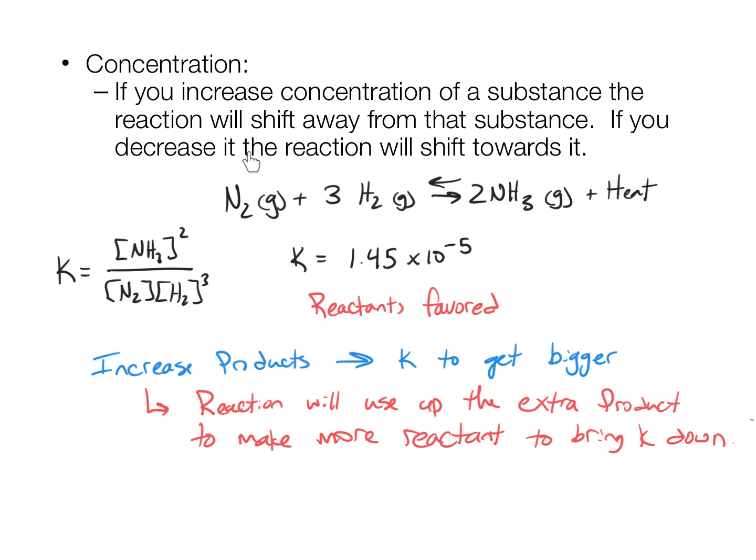And when the reaction shifts to the left, the NH3 gets consumed. Some of the stuff that you added in gets consumed, and some of the reactants get made, and equilibrium is reestablished. So if you increase the concentration of a substance, the reaction will shift away from that stress. Increase the reactants, the reaction will shift right. Increase the products, the reaction will shift to the left.